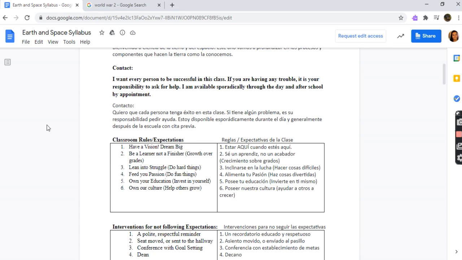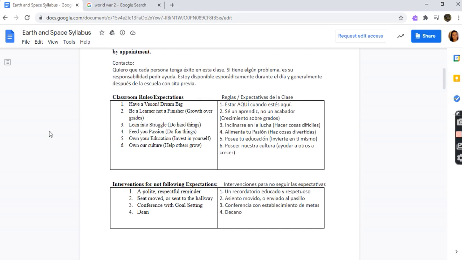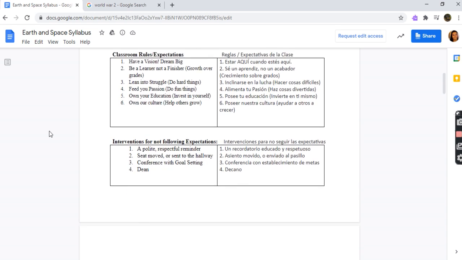Classroom rules, expectations. Have a vision, dream big. Be a learner, not a finisher, growth over grades. Lean into your struggle, do hard things. Feed your passion, do fun things. Own your education, invest yourself. Own your own culture, help others grow. Interventions for not following expectations: a polite, respectful reminder, seat moved or sent to the hallway, conference of the goal setting, and a report and referral to the dean.